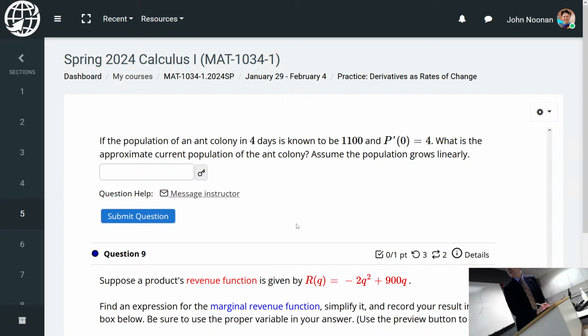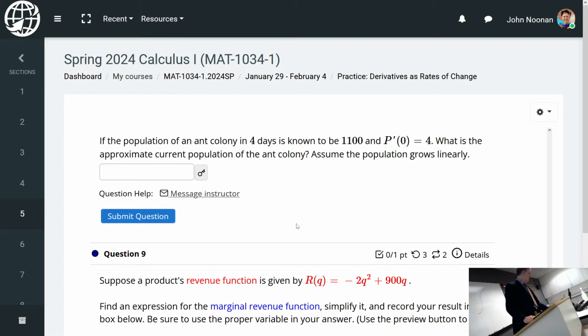So population in 4 days. So P of 4. I'm just going to write down the information that is here, but I'm going to write it in math. P prime of 0 is 4. Okay. And we want to know what? So you want to know the original population. We want to know P of 0 equals question mark.